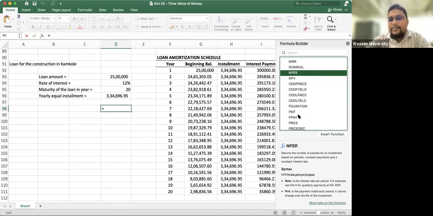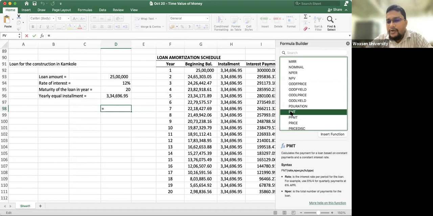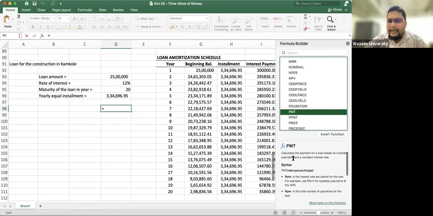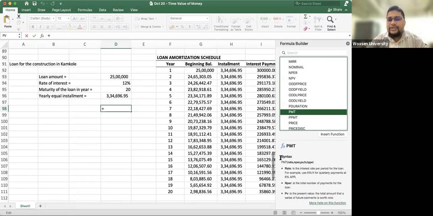So you can read as many descriptions as you want, and go to the right one so you can match it with what you require. If you use the PMT function, it calculates the payment for a loan. This is exactly what we are looking for, based on constant payment. Equal installment means constant payment, and a constant interest rate. We also have a 12% constant interest rate. So this is how you can look at the functions, and also read the description, the syntax, the structure of the function.